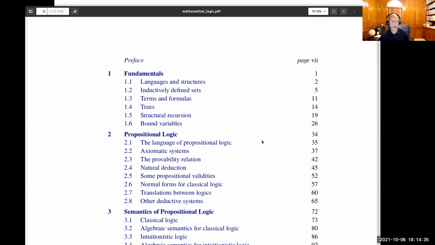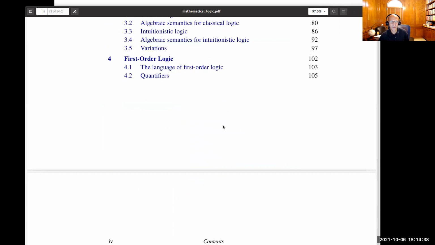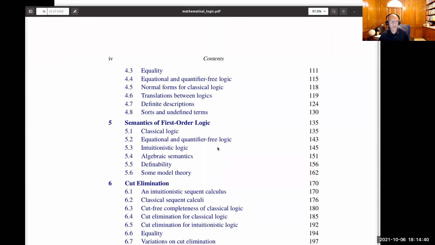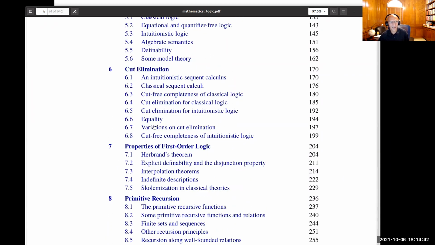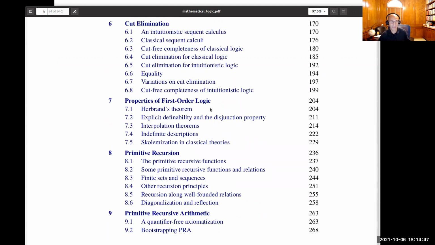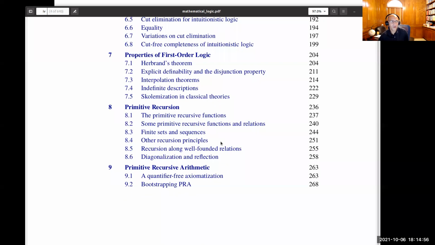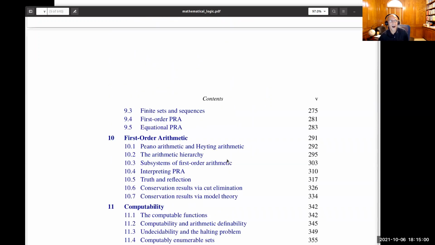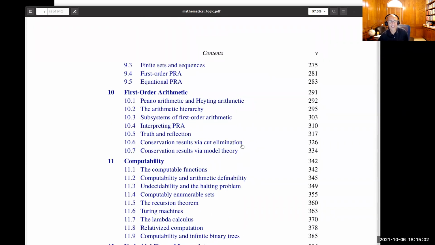I don't want to dwell on this. I just wanted to wave this in front of you. But it's propositional logic, then first order logic, semantics of first order logic. But cut elimination has a prominent place. And then standard properties of both classical and intuitionistic first order logic. And as much as possible, I try to give both syntactic and semantic arguments. A lot of time talking about primitive recursive functions and what they can do, and primitive recursive arithmetic and what it can do. First order arithmetic and fragments of first order arithmetic and some of the standard conservation results.